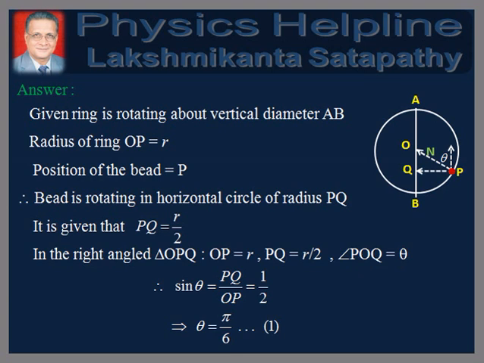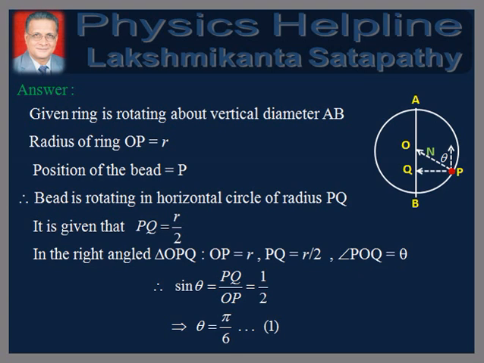Now for the answer. It is given that the ring is rotating about the vertical diameter AB. The situation is shown in the figure. Radius of the ring OP is equal to r. Position of the bead is at P. Therefore, the bead is rotating in a horizontal circle of radius PQ. It is given that PQ is equal to r by 2.